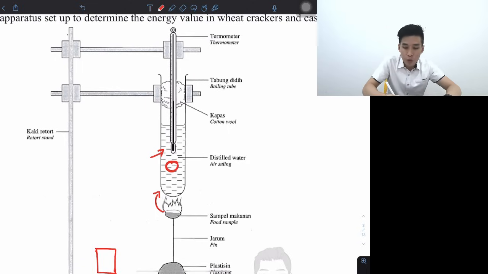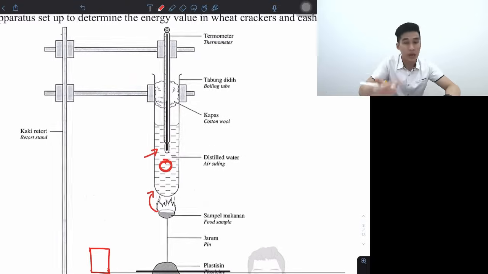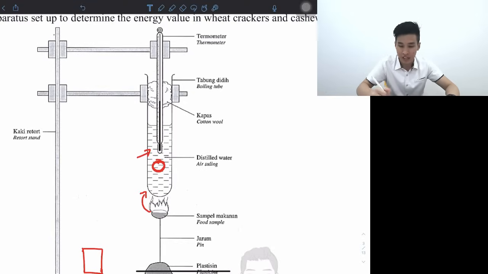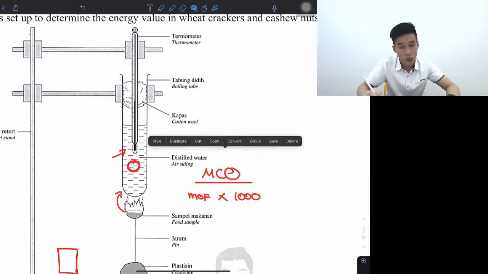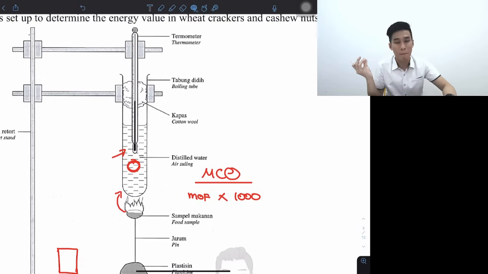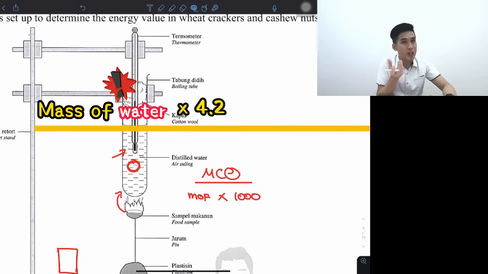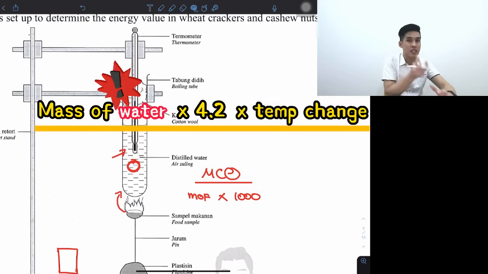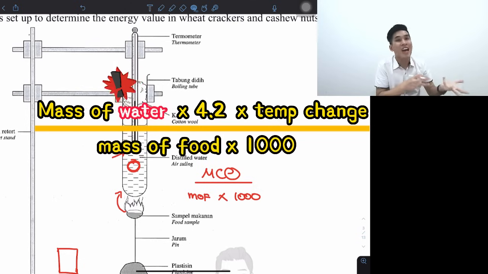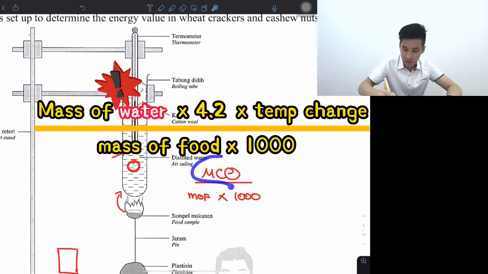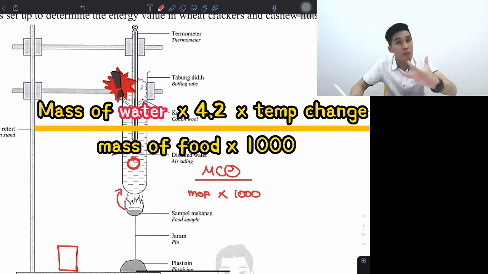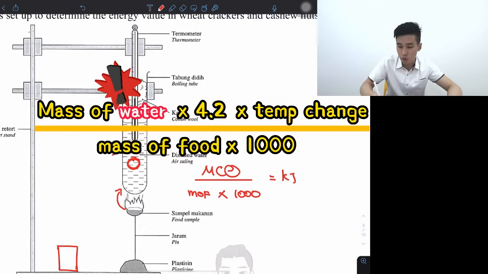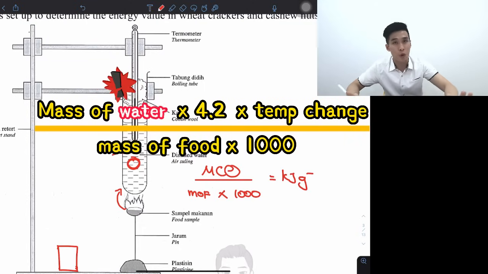So how do you calculate the energy absorbed by the water? It's basically the physics formula here: Q equals mc theta, where m stands for mass of water, c is the specific heat capacity of water, 4.2, times the temperature change, divided by the mass of food times 1000. We divide by 1000 because we want to convert joule to kilojoule, and we divide by the mass of food because we want to find out how much energy there is per gram of food. So your unit is kilojoule per gram, which I will show you later.